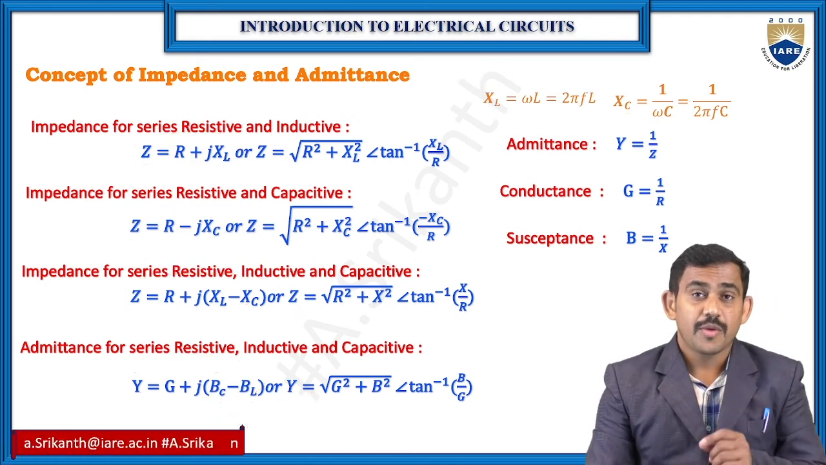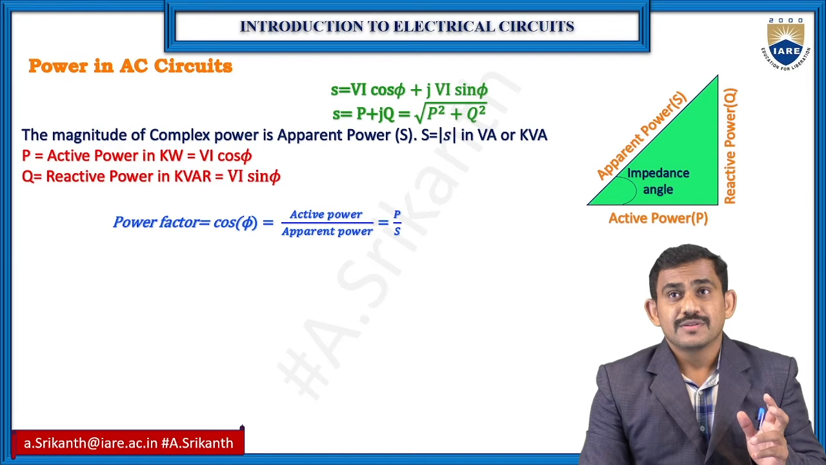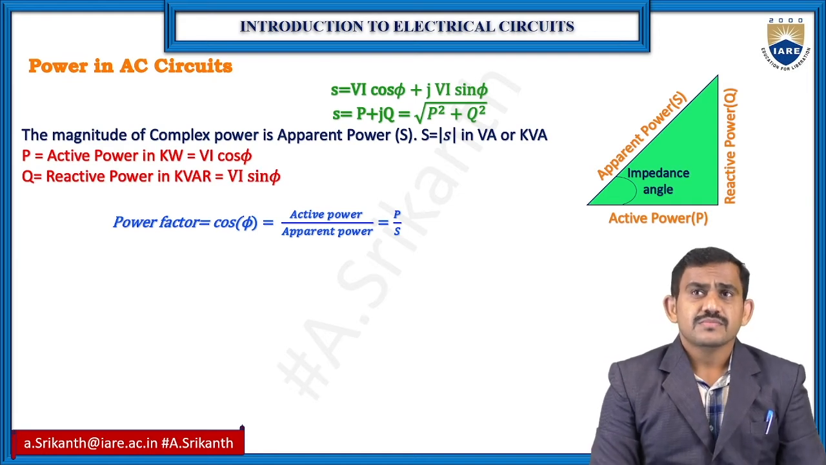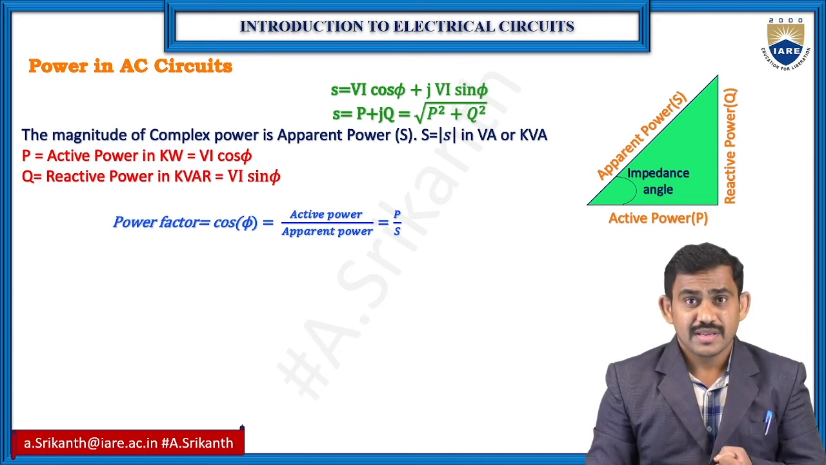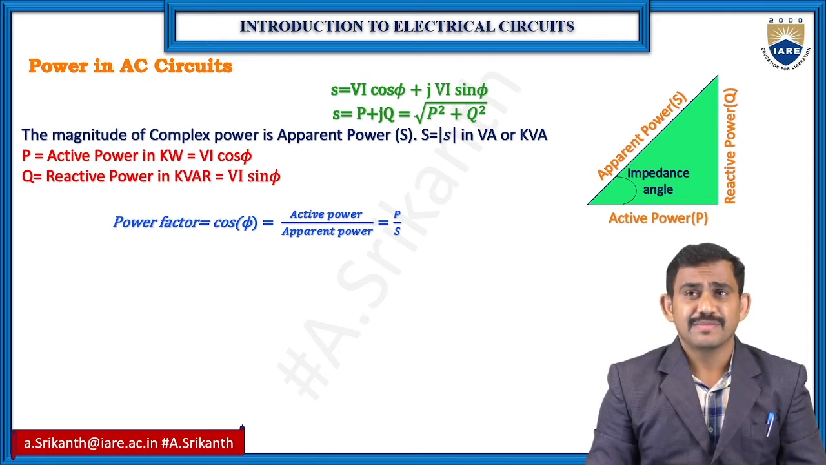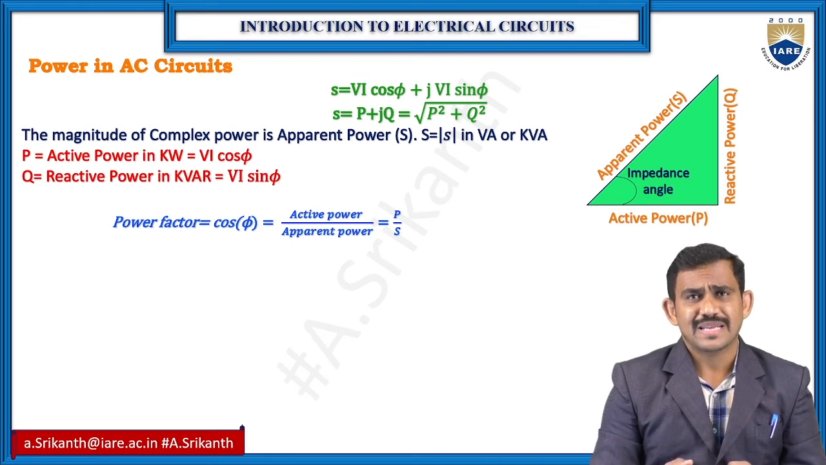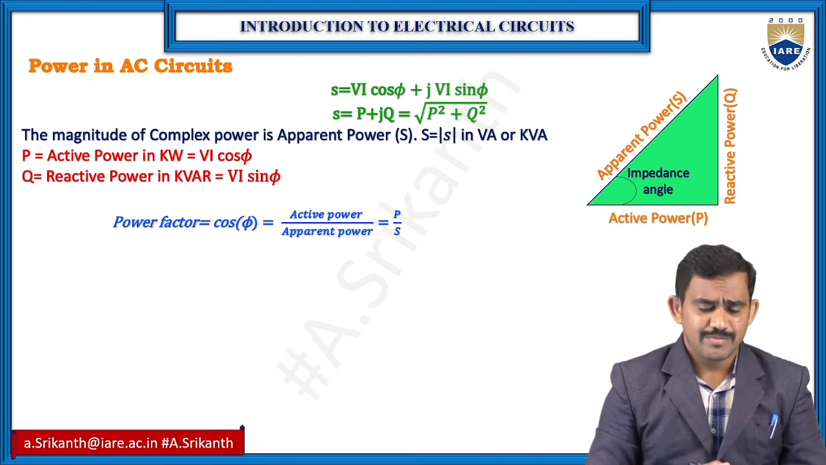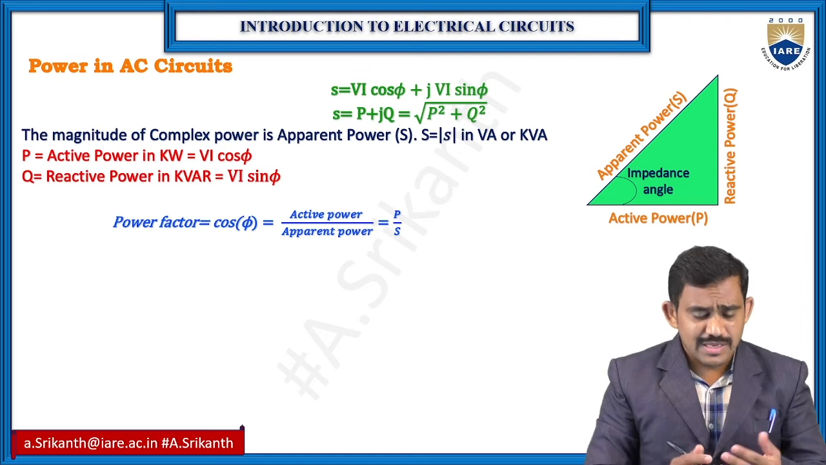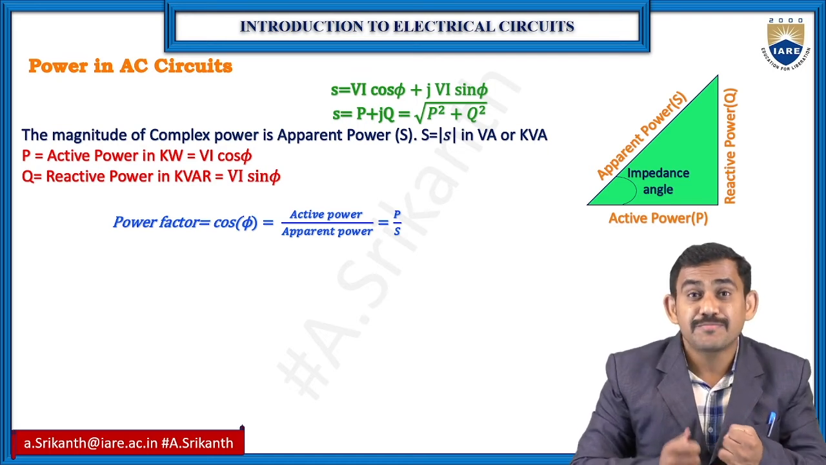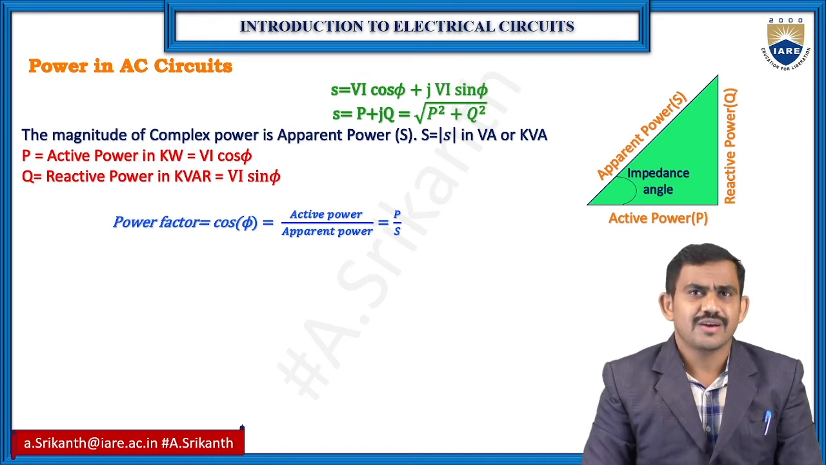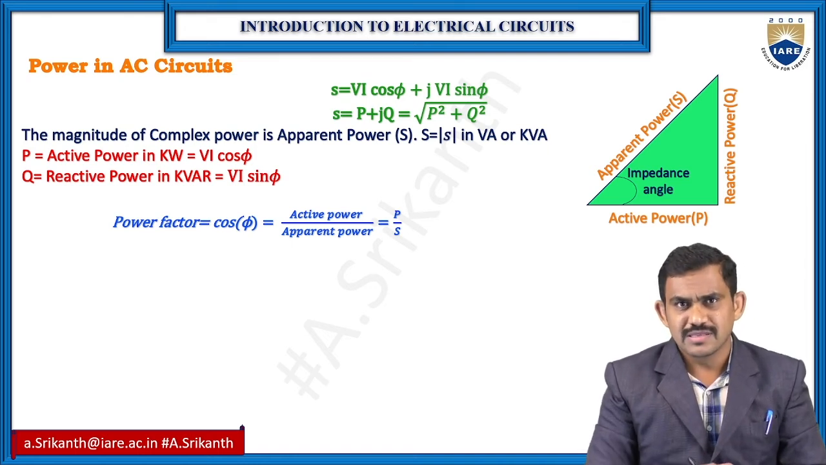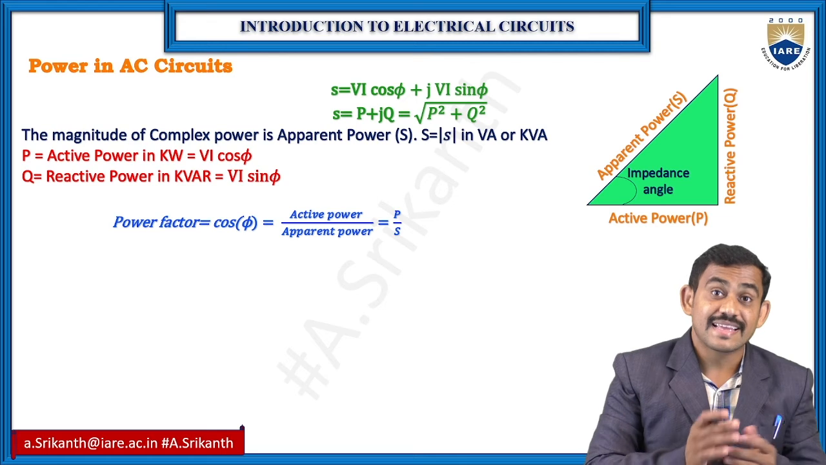And we have one more topic, that is power. Mainly we can say we have three types of power: real power, reactive power, and apparent power, and you can say complex power also. Real power means the power you can utilize. In your home, every month we pay bills, and that bill depends upon your real power.